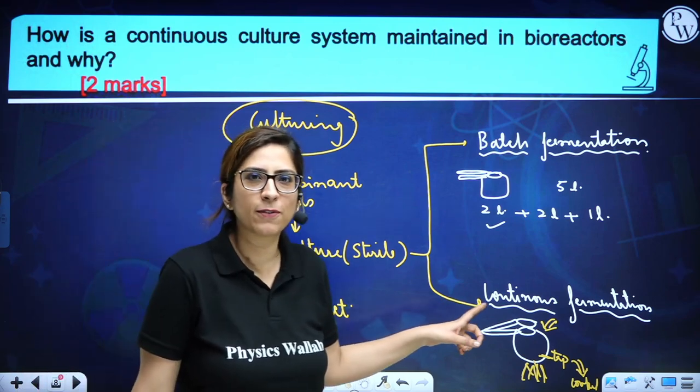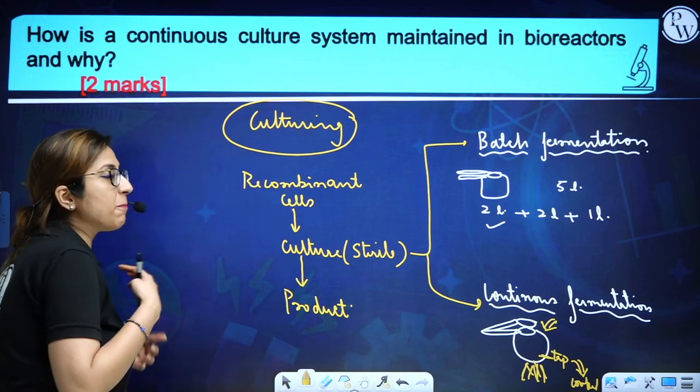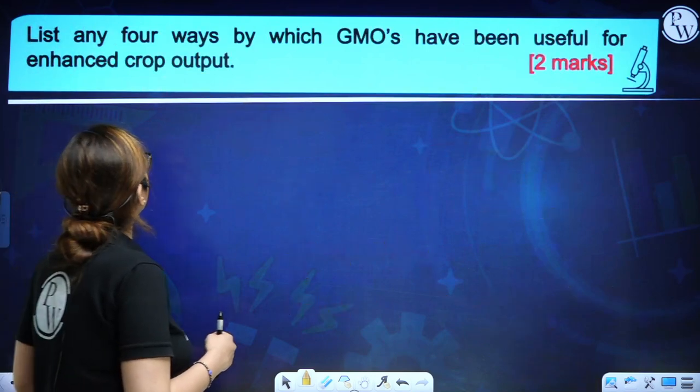Do not give an example of a dal in your examination. Please don't do that. This is for your explanation. This is for my explanation. This is for your understanding. Clear? Okay, let's move on to the next question.